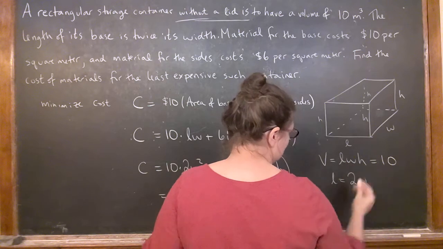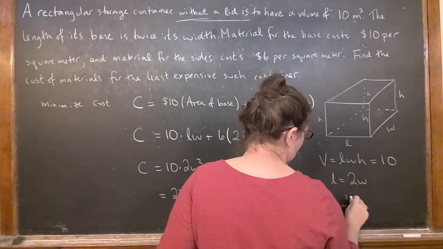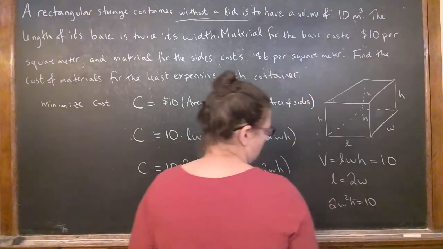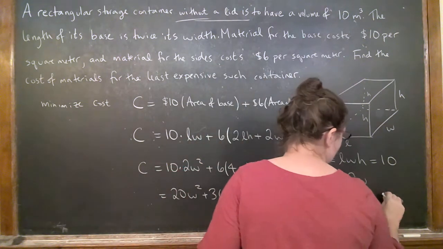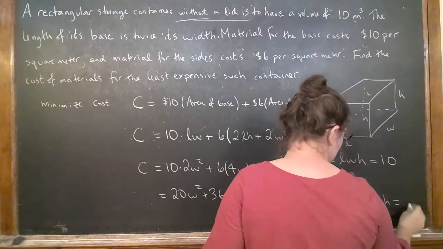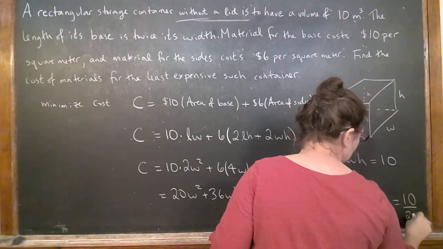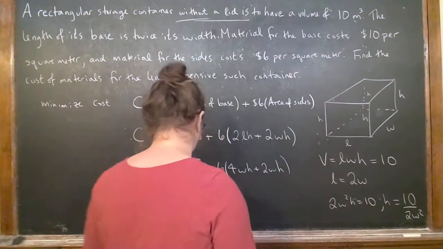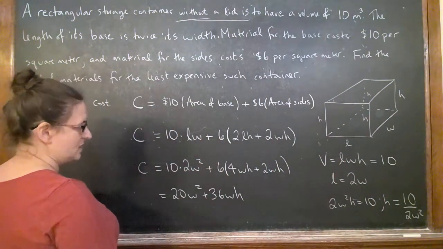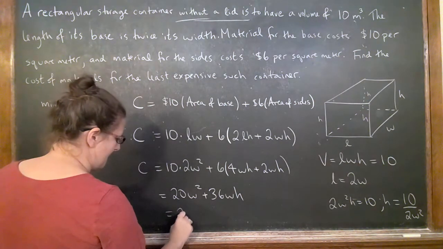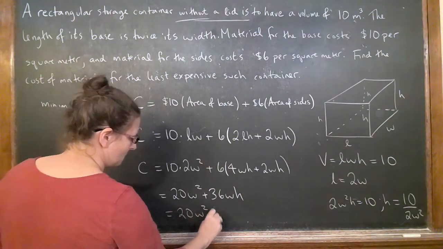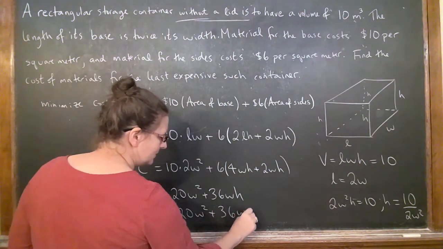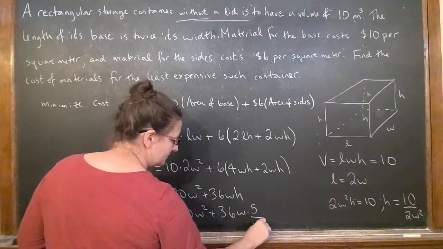So I still need to get rid of the length. So it's going to be 2w squared h equals 10, right? Once I put that one there. And then I get height is 10 over 2w squared, okay? So 5 over w squared, let's put that in here. 36w times 5 over w squared.